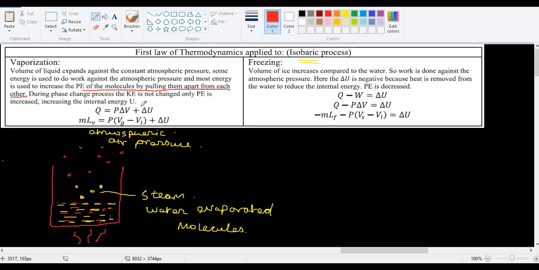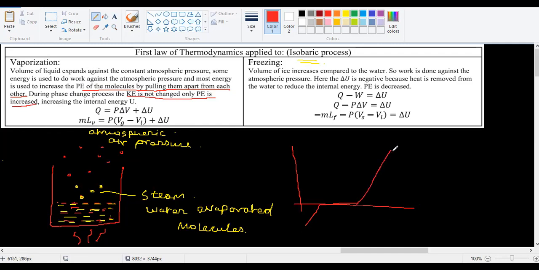Okay, internal energy consists of potential energy and kinetic energy. But whenever you're increasing the temperature, you are talking about more faster molecules, which means kinetic energy. But if you're converting from water to steam or ice to water, then you are pulling the molecules apart, which means it is potential energy. So during the vaporization process, the temperature does not change. So that's why I said here, increasing the internal energy. During phase change process, the kinetic energy is not changed. Only potential energy is increased. Okay. So this you have to remember, the concept which we studied here.